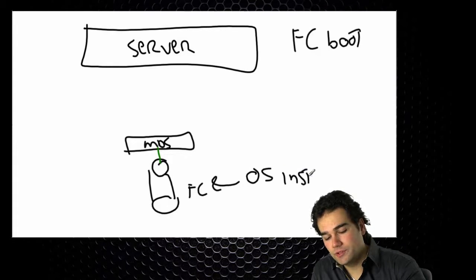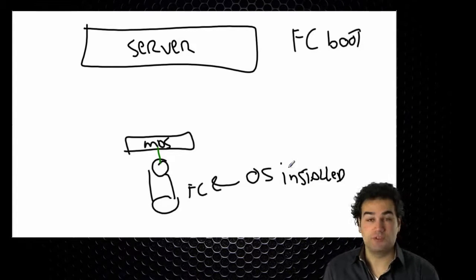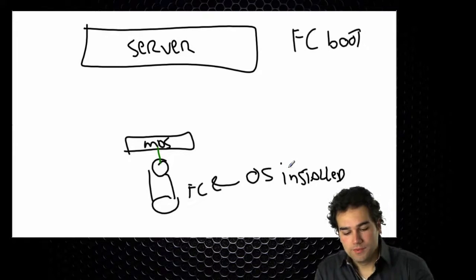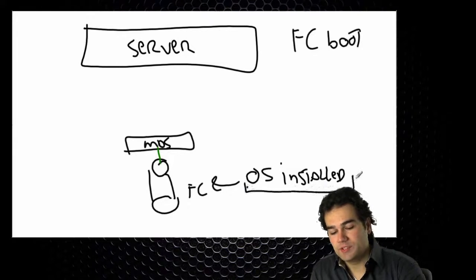So first thing that I do when I do a boot from SAN is install the operating system, just like I would if I had local disks. Because the system sees these Fibre Channel disks as local disks. So the OS is installed on this actual disk.